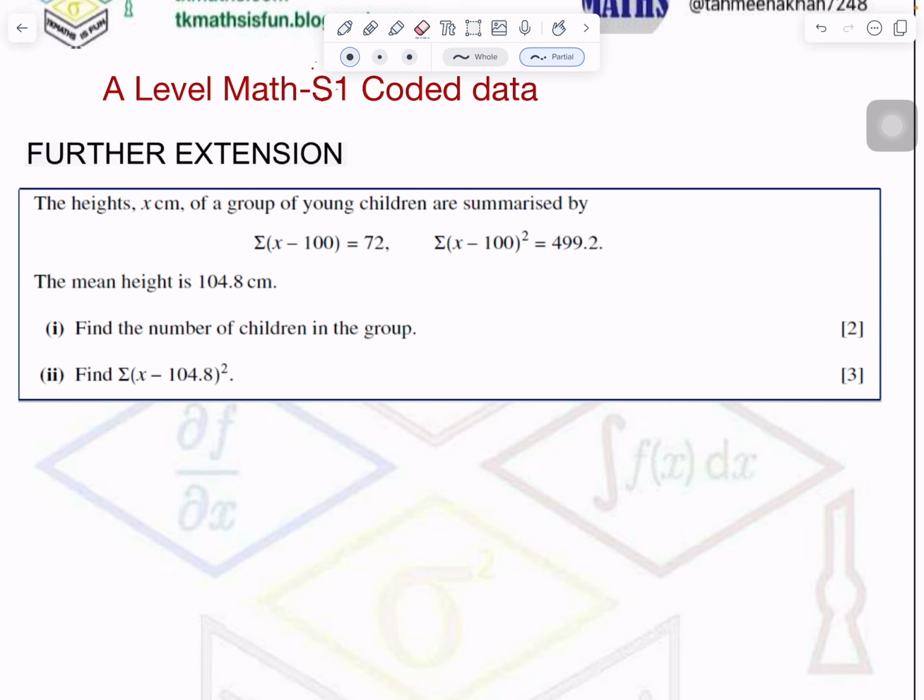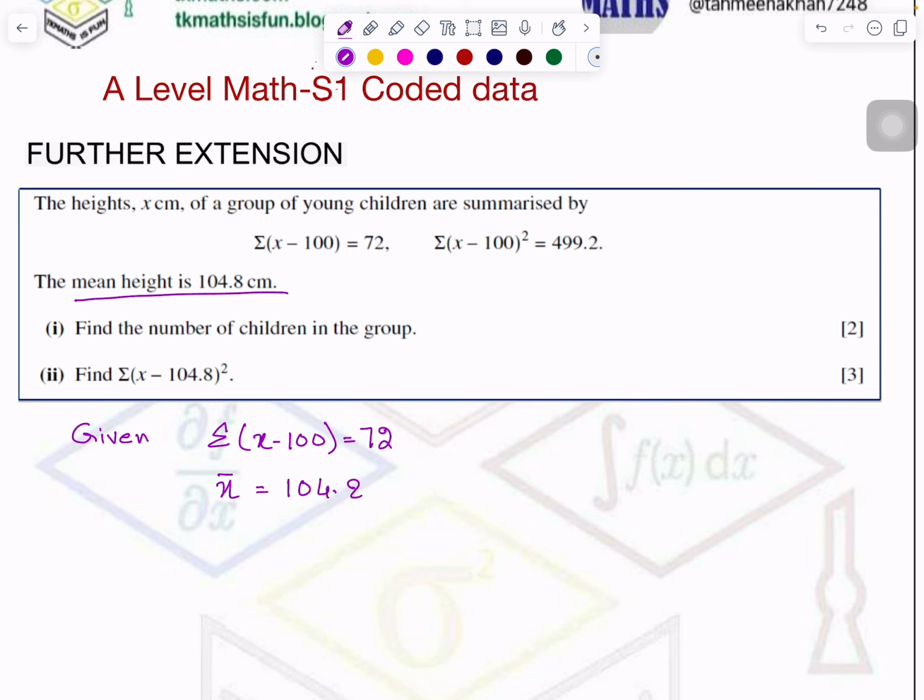So let's start with this one. First of all, I will write down the information given to us here in the question. I always suggest that you write down all the information given to you separately. It avoids silly mistakes. So the mean height is given to us, which is 104.8, and this information is coded data is also given to you.